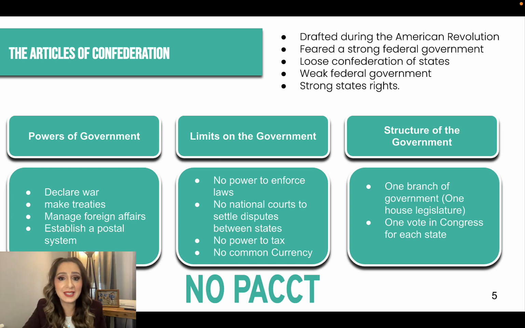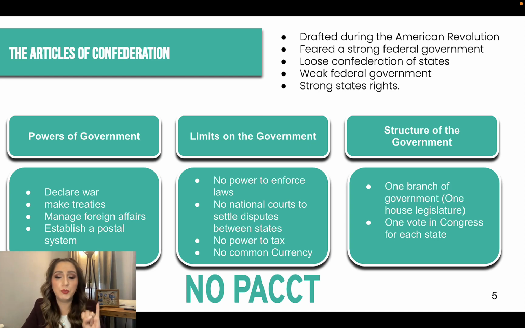The next C, no P, no A, no C, C. The second C stands for common currency. That means every state could coin or mint, that means make their own money. Think about that. What if I'm in New York and I want to buy tobacco from Virginia? Is my money going to work in Virginia? No. So that also became a problem for the nation's economy.